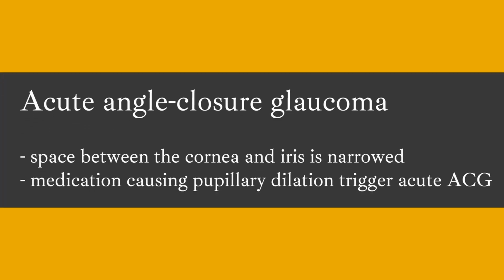Your take-home message from this question is that acute angle closure glaucoma occurs when the space between the cornea and iris is narrowed, limiting the flow of aqueous humor out of the anterior chamber and raising pressure in the eye. Medications that cause pupillary dilation, like alpha-adrenergic agonists and anticholinergics, can trigger acute angle closure glaucoma.